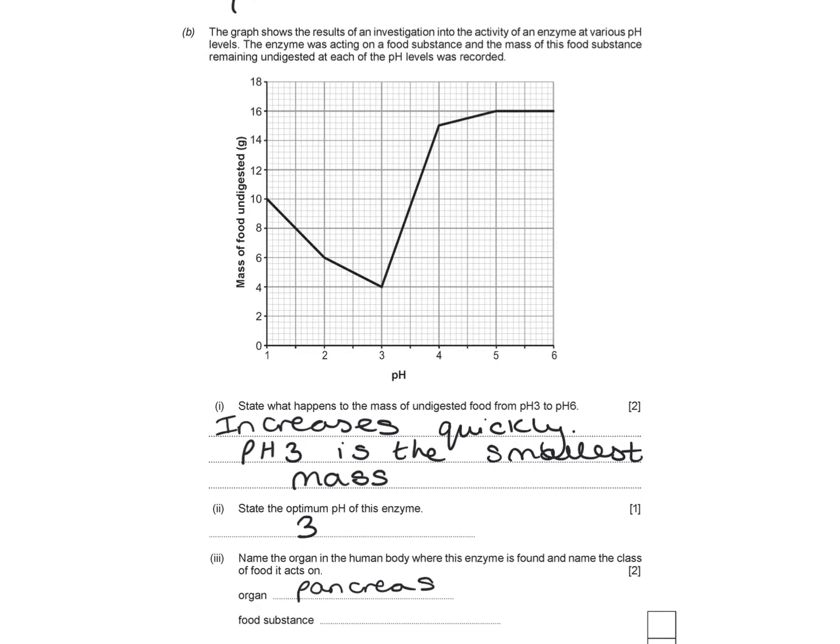State and explain what happens between pH3 and pH6, okay? So it increases quite quickly. pH3 is where the smallest mass of food is undigested, and then until about pH 5, where it levels off. So pH 5 is where it levels off. Optimum, so the mass of undigested food is 3. That's where you don't want any undigested food, so it would be 3.